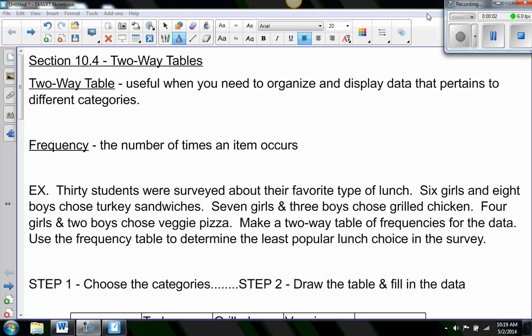Hello, 8th graders. Your last video is for section 10.4, which is on two-way tables. A two-way table is useful when you need to organize and display data that pertains to different categories. To be able to do these, you need to understand what frequency means, and that just means you're counting up the number of times that an item occurs.